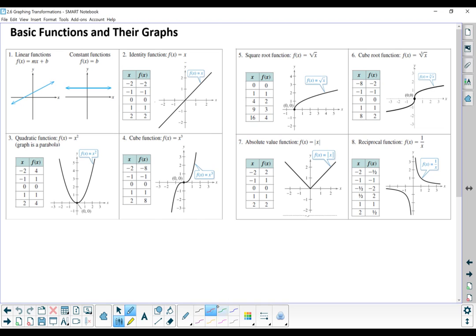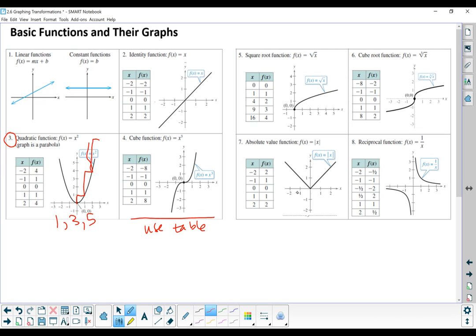So this is a summary of the ones you should be familiar with. You should be very familiar with quadratic functions, and we can use our pattern of up 1 over 1, up 3 over 1, up 5 over 1 to help us graph those. Cubic functions, the one right next to it, you're probably less familiar with a pattern for this one. So as we graph those, we're going to use a table.